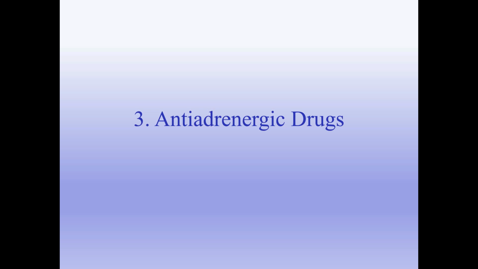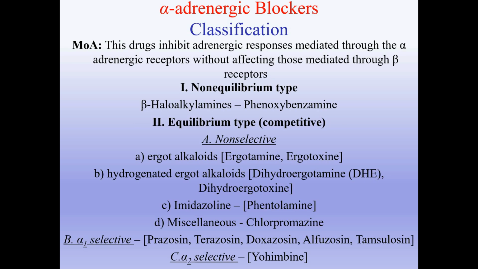And the third part of our lecture is anti-adrenergic drugs. The first group is alpha-adrenergic blockers. Mechanism of action. These drugs inhibit adrenergic responses mediated through alpha-adrenergic receptors without affecting those mediated through beta receptors. Classification. Non-equilibrium type, for example, beta-haloalkylamines, phenoxybenzamine. Equilibrium type, competitive, which is subdivided into non-selective, alpha-1 selective, and alpha-2 selective.